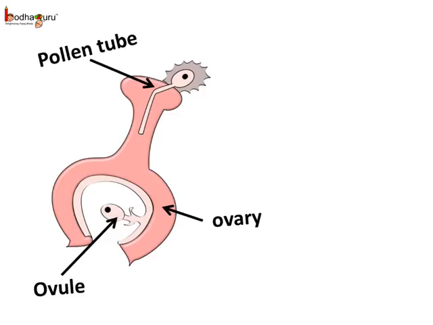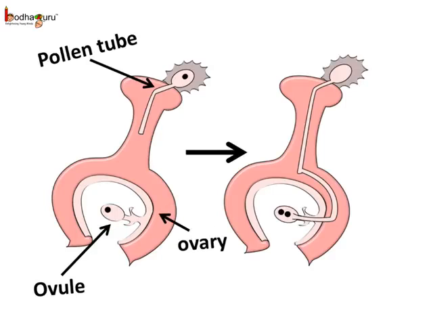The pollen grain absorbs these and starts growing. A thin tube grows out of the pollen grain. The tube keeps growing, carrying the male gamete. And it grows until it reaches the ovary. The tube reaches the ovary and then it enters inside an ovule and releases the male gamete inside it.